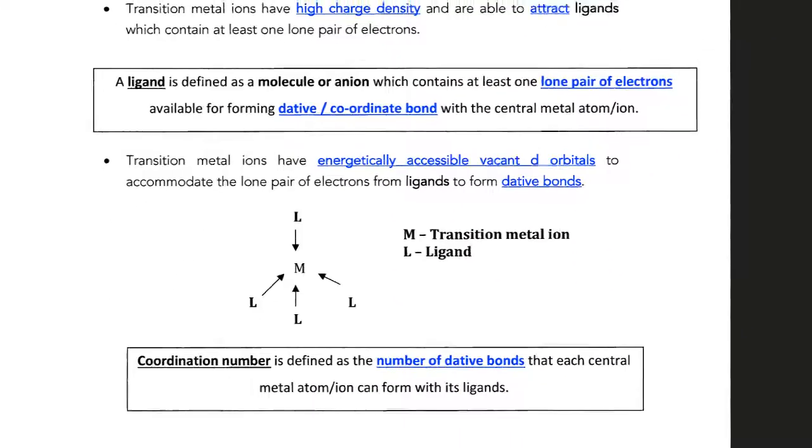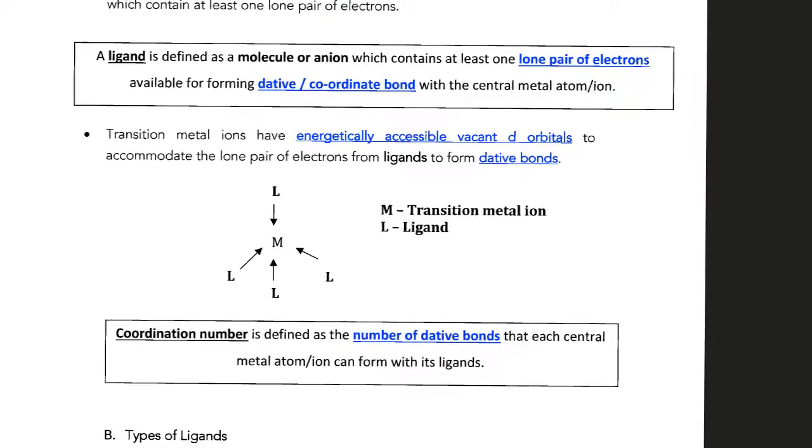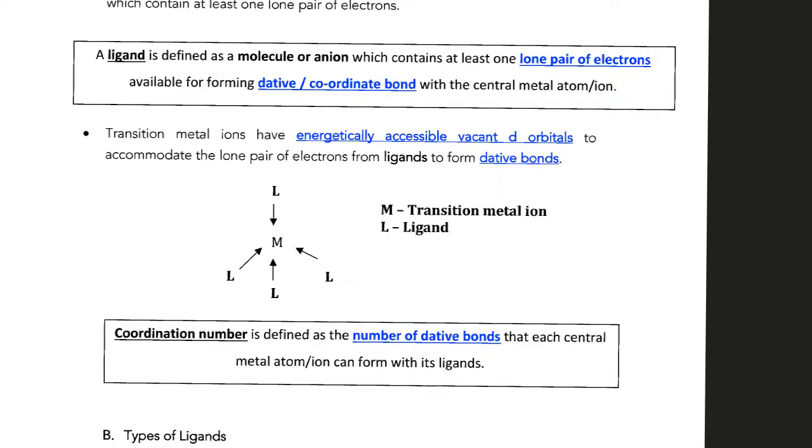Now, unlike ionic compounds, where the coordination number is the number of nearest neighbors in the lattice crystal structure, for transition metals the coordination number is the number of dative bonds surrounding the transition metal atom or ion here. Now, there's a reason, because later it influences the shape.